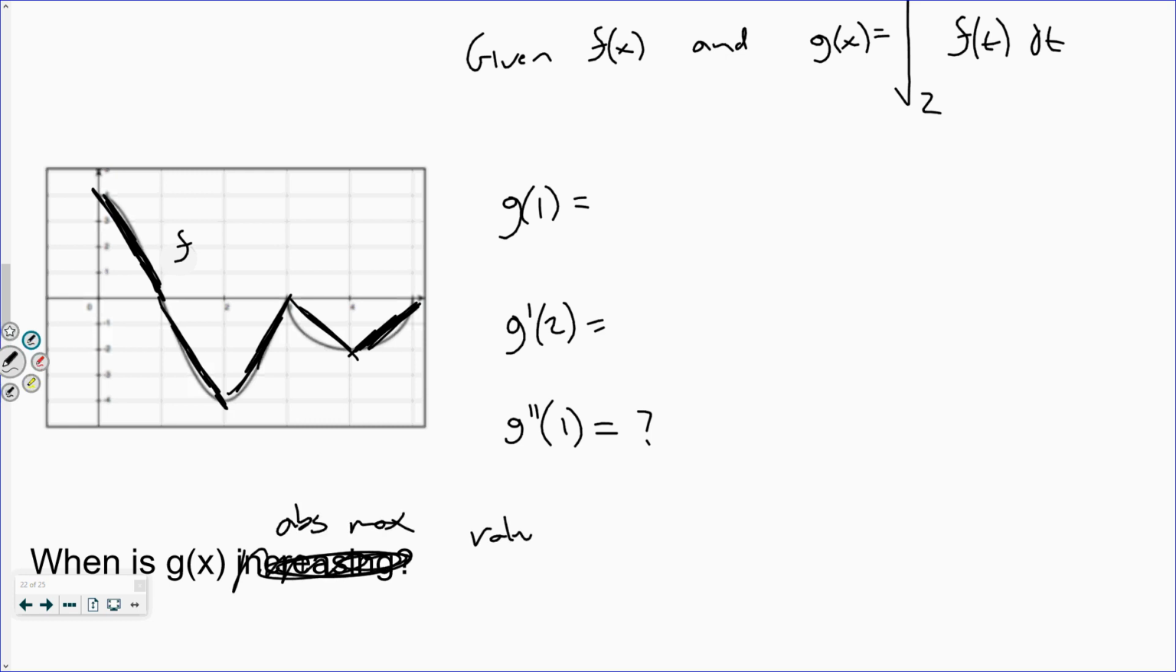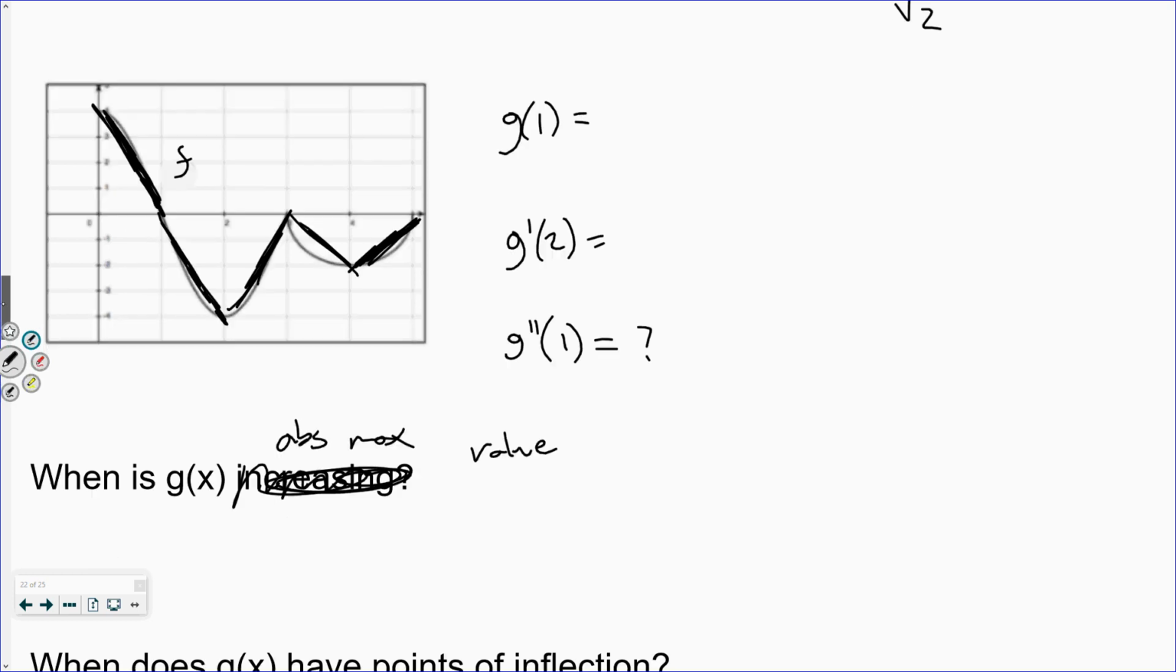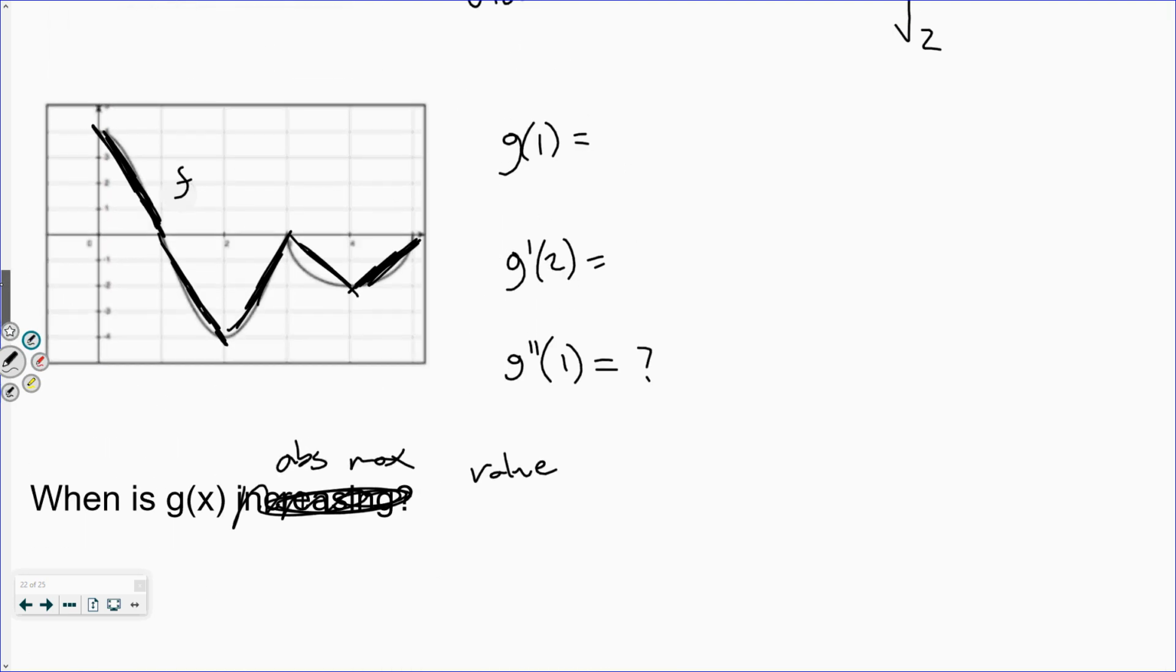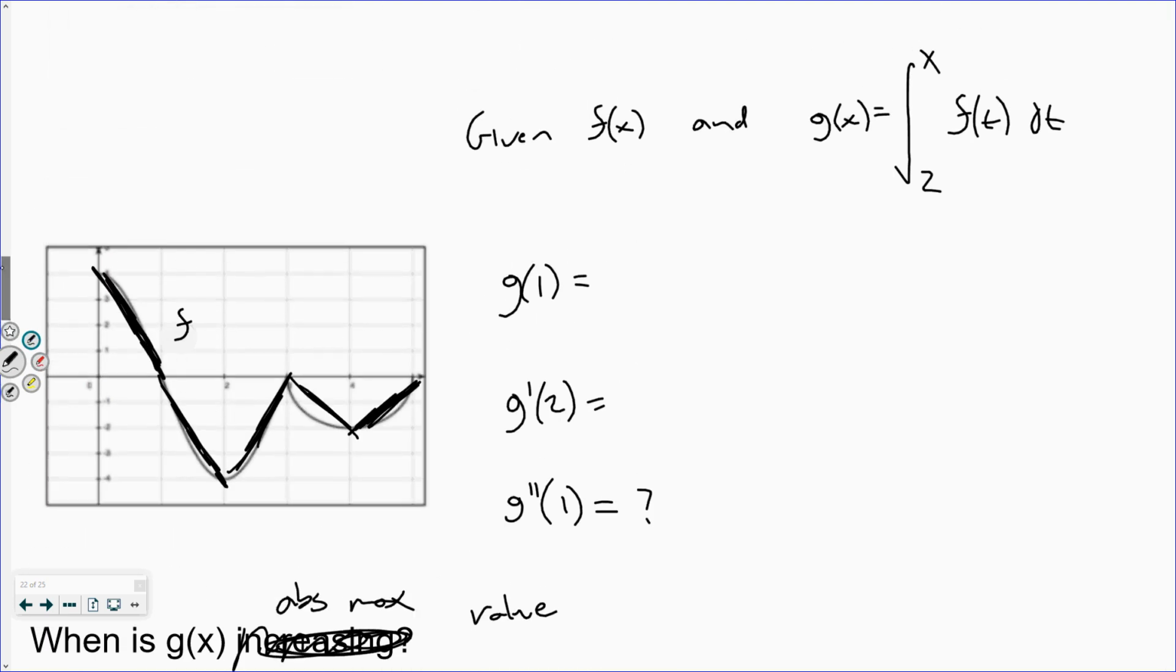This is like the questions, when are we furthest right, furthest left, max, min, and then we'll talk about points of inflection after that, okay? Don't worry about G double prime yet. We'll talk about that in a second. I just want you to find G of 1, G prime of 2, and then tell me where and what are the values of the maxes and mins of G.